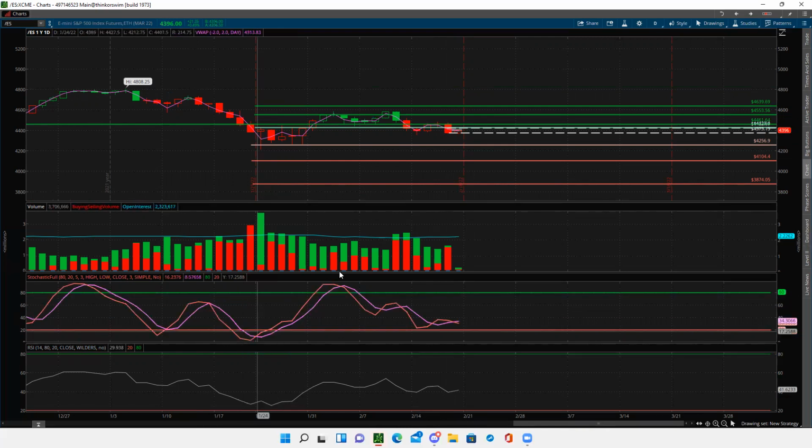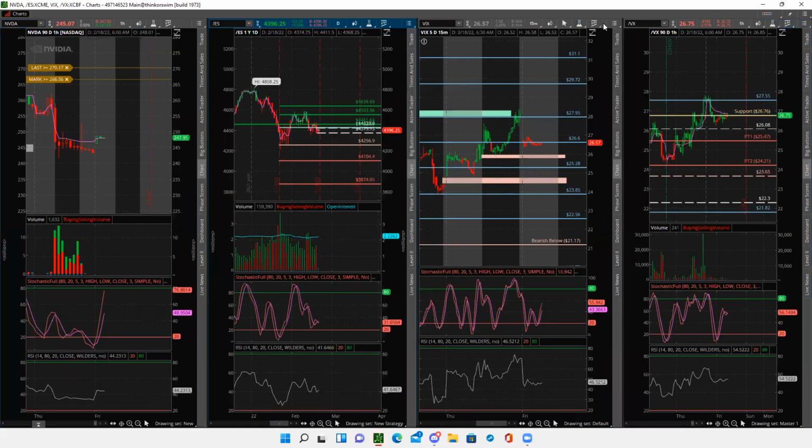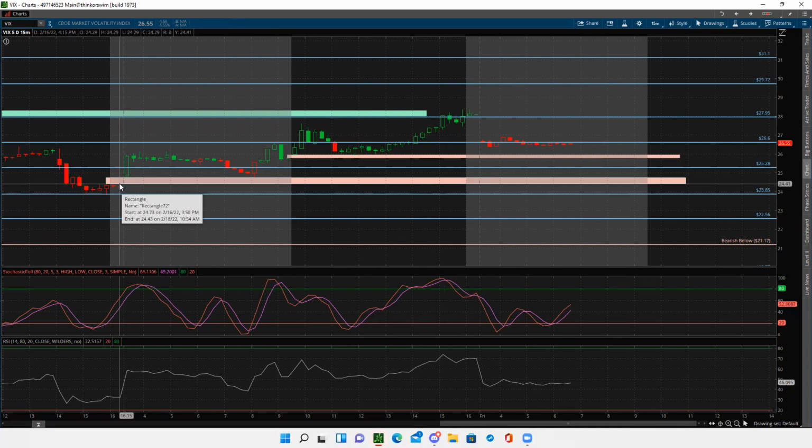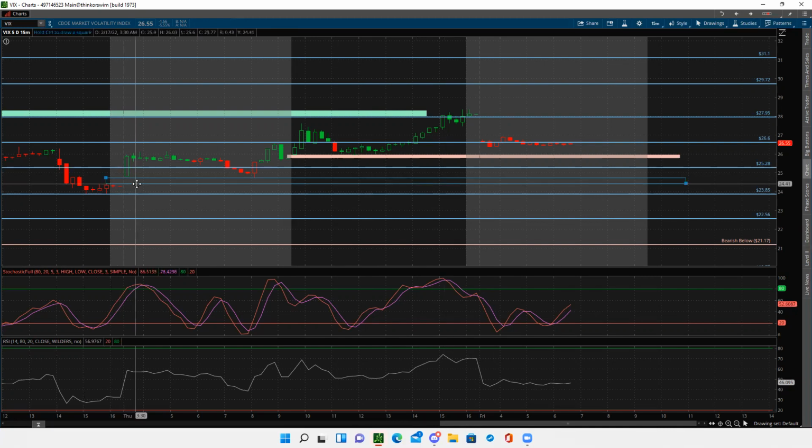So yeah, actually, let's look at VIX. I want to show you VIX and what's going to be another factor in this. So VIX has two gap downs. It has a gap down to 25.74 right here. And it also has another gap down right here to 24.29. Now, what does this mean? When VIX goes bearish, the market goes bullish.